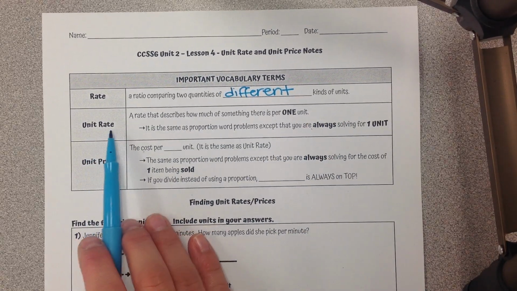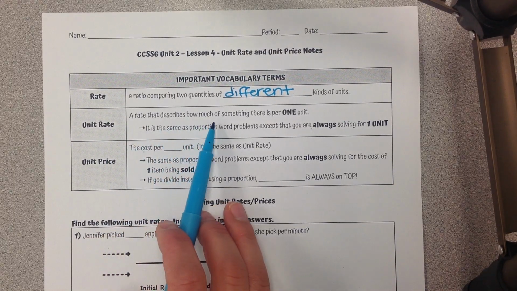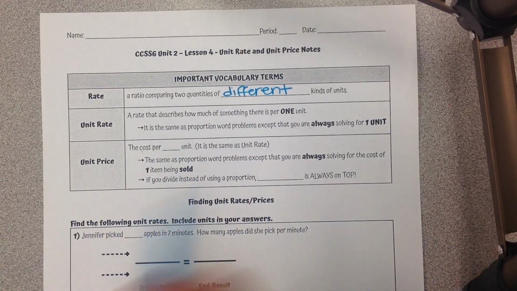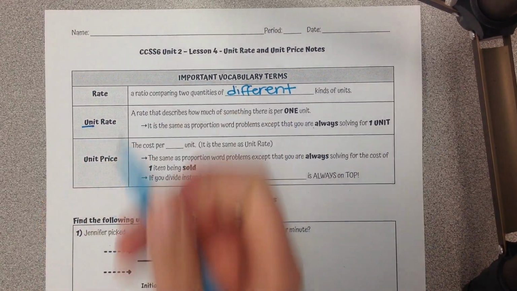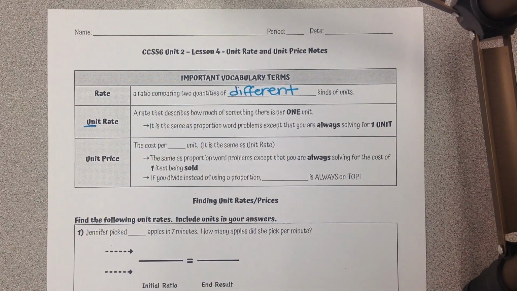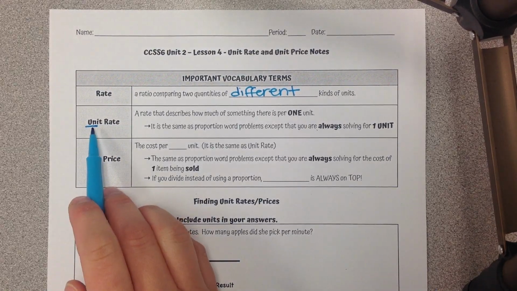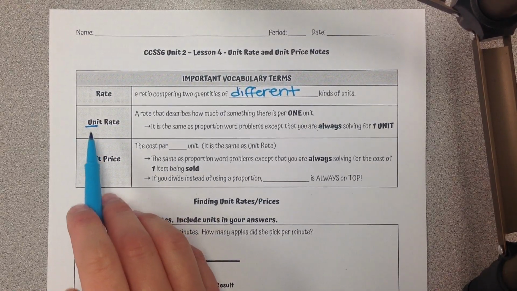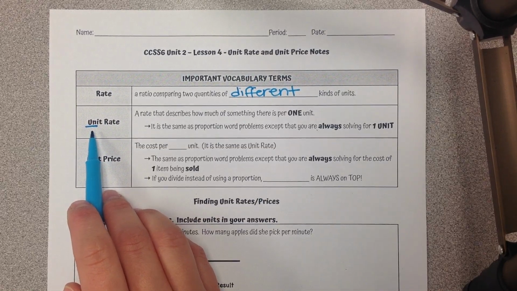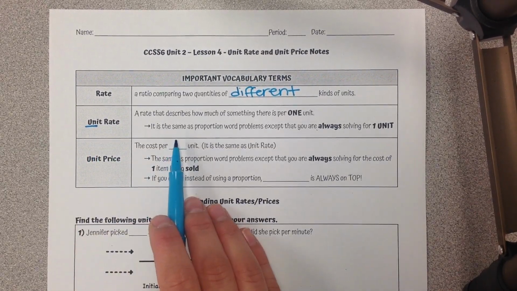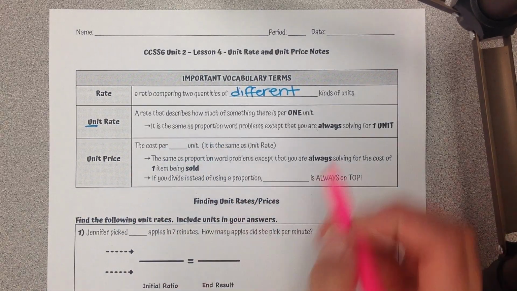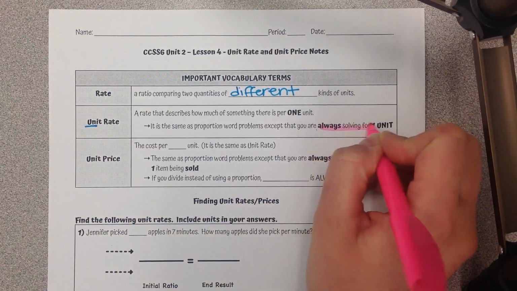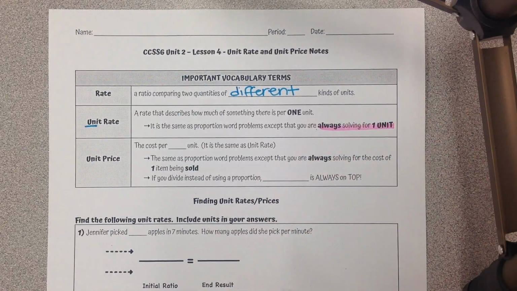A unit rate is a rate that describes how much of something there is per 1 unit. Okay, so that prefix UNI tells us that we're looking at something that has to do with one. So think of like a unicorn with one horn or a unicycle with one wheel, okay? So this is the same as a proportion word problem, except you are always solving for 1 unit. Okay, so you're always going to have a 1 somewhere in your end result.